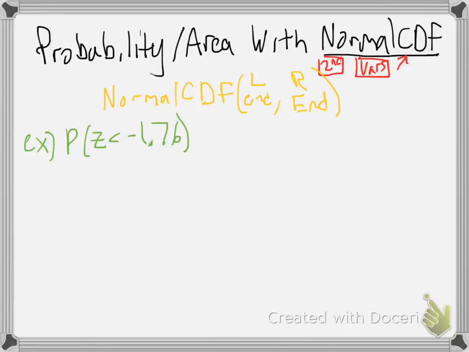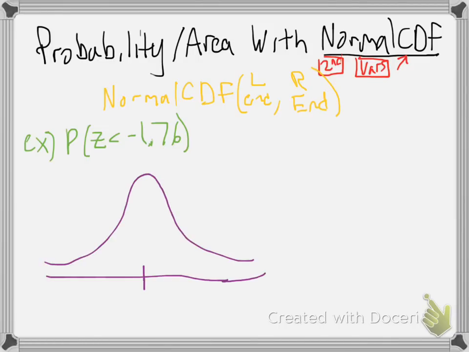Okay, so the example in green, I'm going to show you how to do this one. It says find the P, which stands for probability, that z is less than negative 1.76. So what we do is we draw the bell curve, with the z-score of 0 in the middle because this is a standard normal curve on the z-scale. Negative 1.76 is going to be somewhere on the left, and the probability that z is less than negative 1.76 is this area.